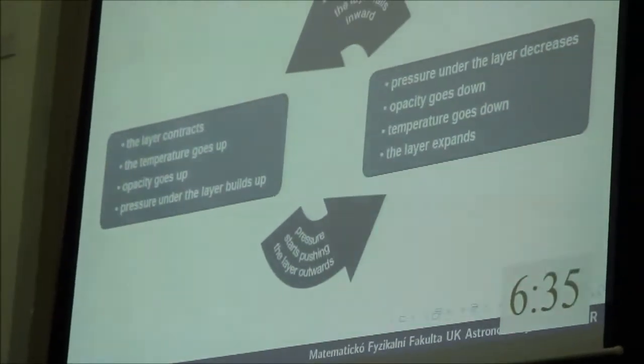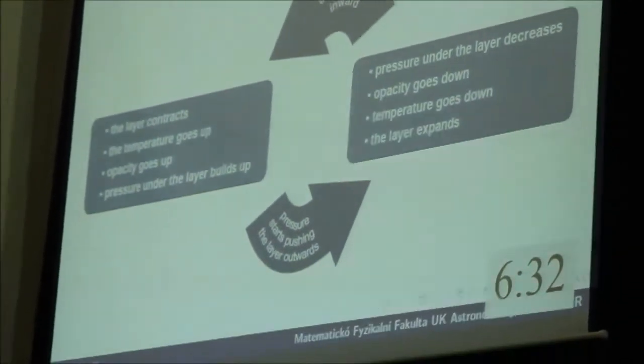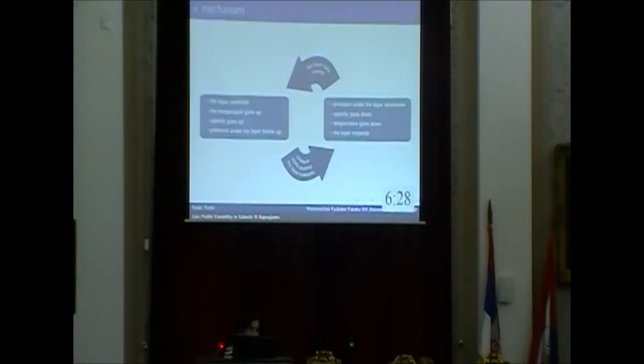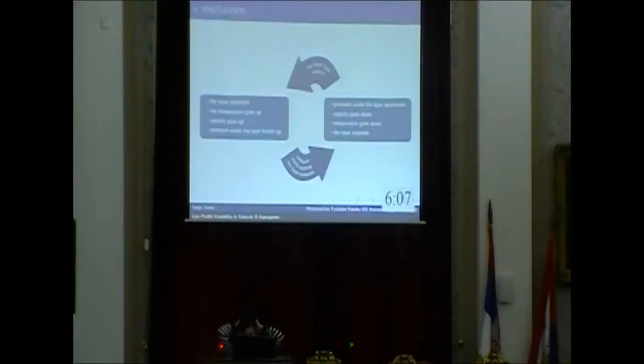The kappa mechanism is responsible for driving the stellar pulsations. In one layer of the star, because of the opacity of one element, the radiation cannot go through anymore. So it builds up under this layer and pushes it forward. Then the layer contracts, and when the layer contracts, the temperature goes up, the opacity goes up, and the pressure in the layer builds up.